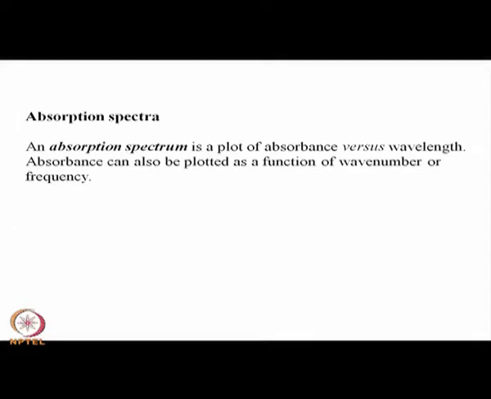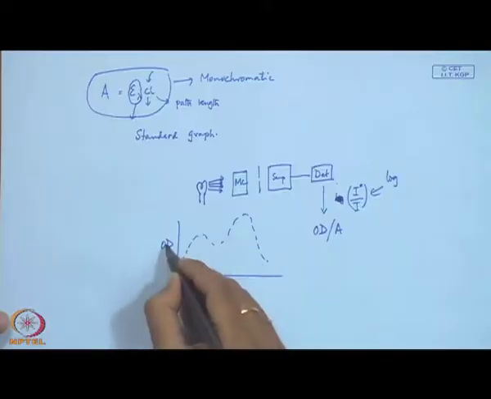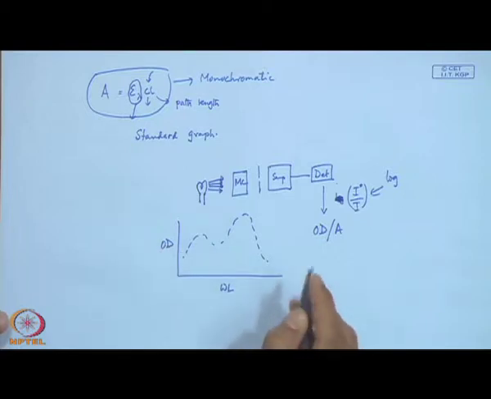Next, what is an absorption spectrum? An absorption spectrum is a plot of absorbance versus wavelength. Absorbance can be plotted as a function of wave number or frequency as well. So, this is absorbance versus wavelength, and this is called the absorption spectra, which is very characteristic of the molecule.